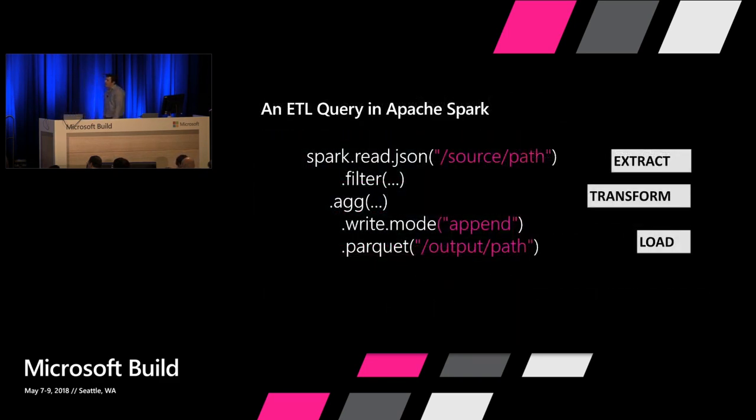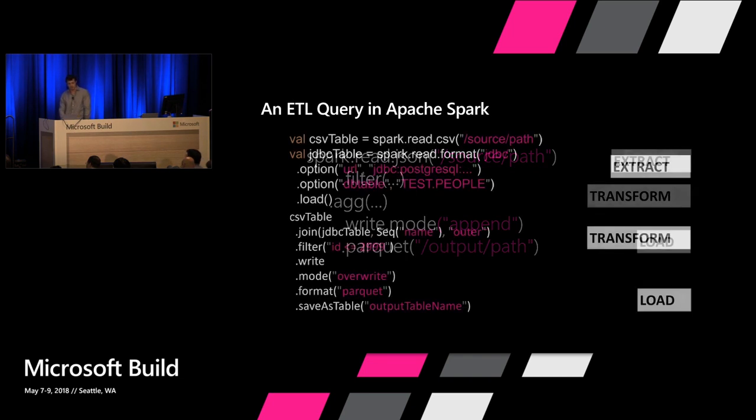This is a little framework of what an ETL query might look like. In this case, we would be pointed at a JSON path, and we'd read in the data. We'd perform a filter and aggregation, some transformation, and then you could write it out in Parquet. So this would be a typical query where you're pulling some raw data, cleaning it up a little bit, and then writing it in Parquet. For Spark, and especially Azure Databricks, the Parquet file is the recommended file type to work with.